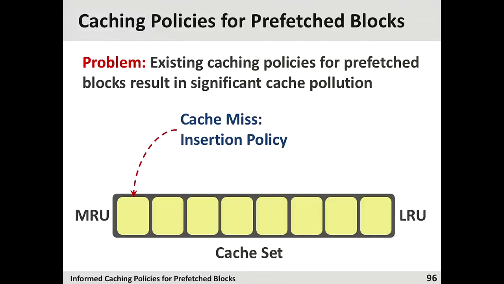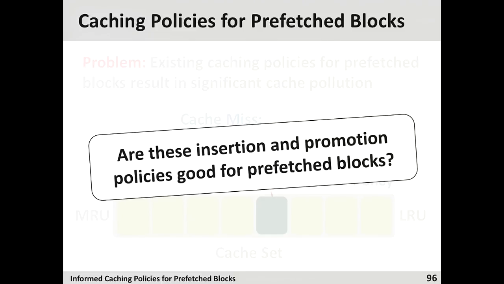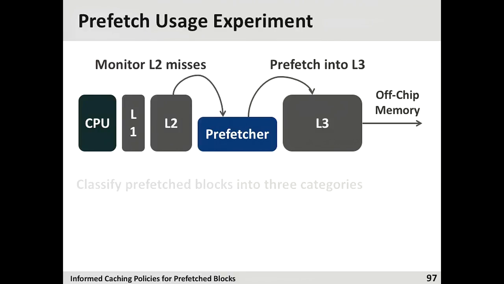So let's say existing policies: you get a cache miss, your insertion policy inserts to the MRU position, right? You get a cache hit, your promotion policy says you promote that block to the MRU position. So we're going to look at this promotion policy. Now, are these good policies for prefetch blocks?